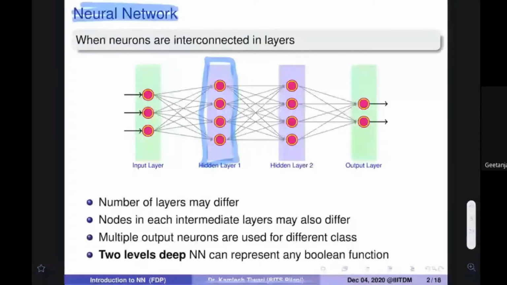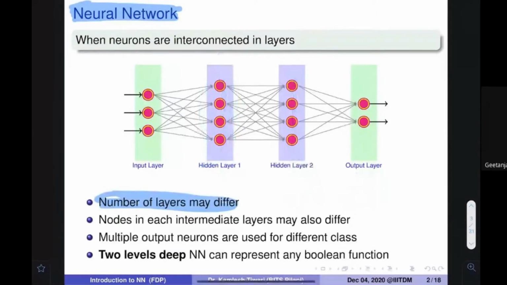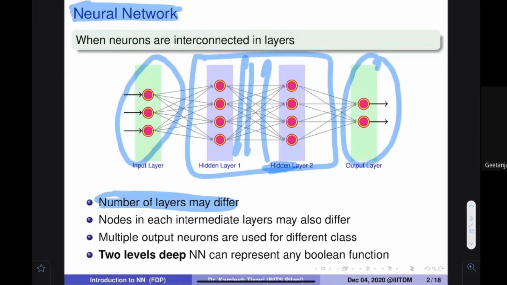The number of layers may differ depending upon the problem. For some problems you take 2 layers, for some problems you take 10 layers. That depends upon what kind of problem you have. I have already told you in the previous class that any Boolean function can be represented by only 2 hidden layers, not more than that. Also, an interesting idea that I forgot to mention: this is the output layer, this is the input layer, and the things which are inside are called the hidden layers. How many hidden layers could there be? So many, depending upon the problem.